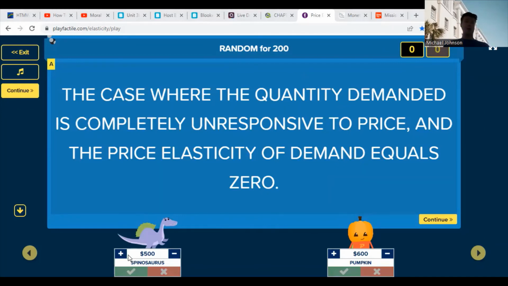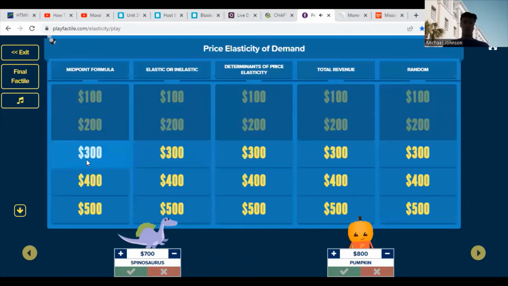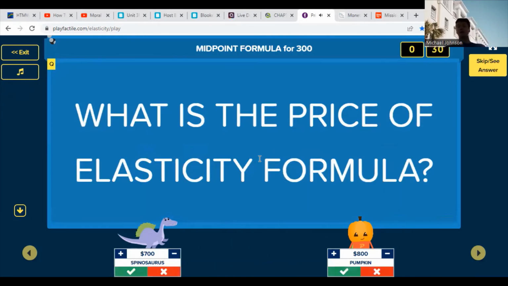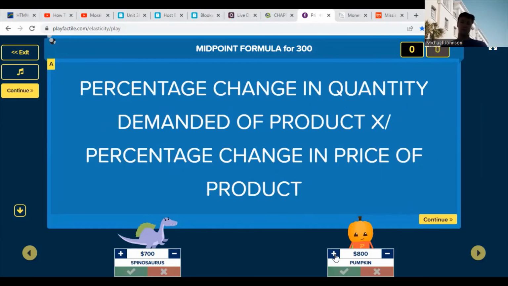I'll give everyone a point for that. That's great. Great answers, everybody. What is the price elasticity of demand formula? Yeah, that's great. Good job.